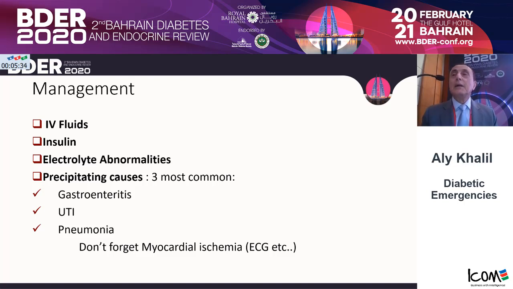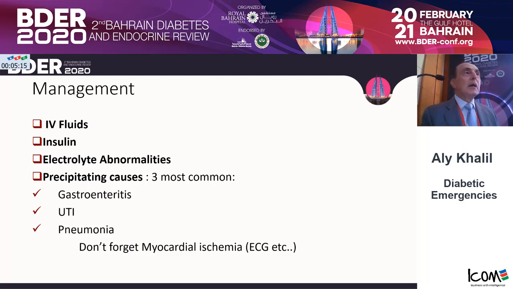Second, insulin, correction of electrolytes, and most important, the patient has a reason to present with diabetic ketoacidosis or hyperosmolar state. There are some precipitating causes that you have to identify. Otherwise, you correct from one side and it comes back from the other side.